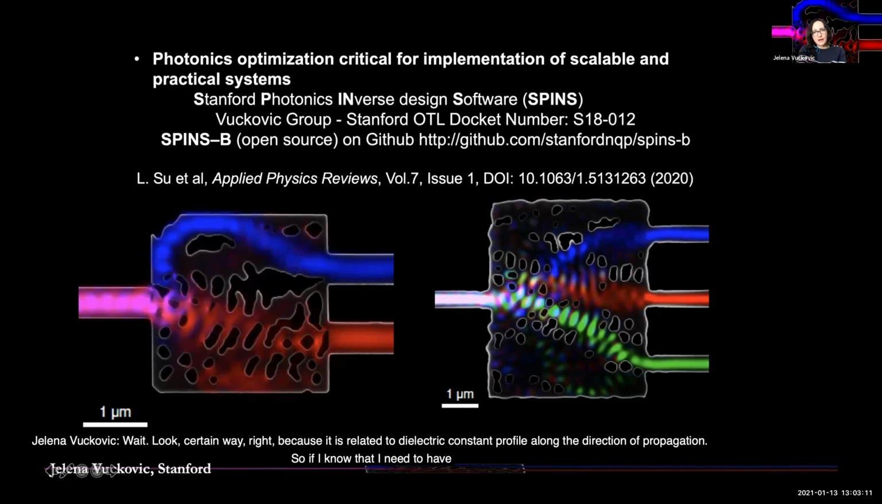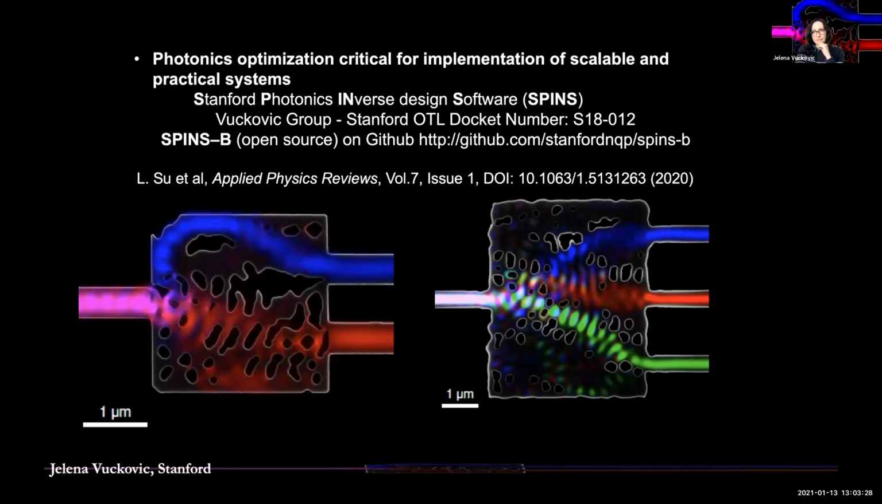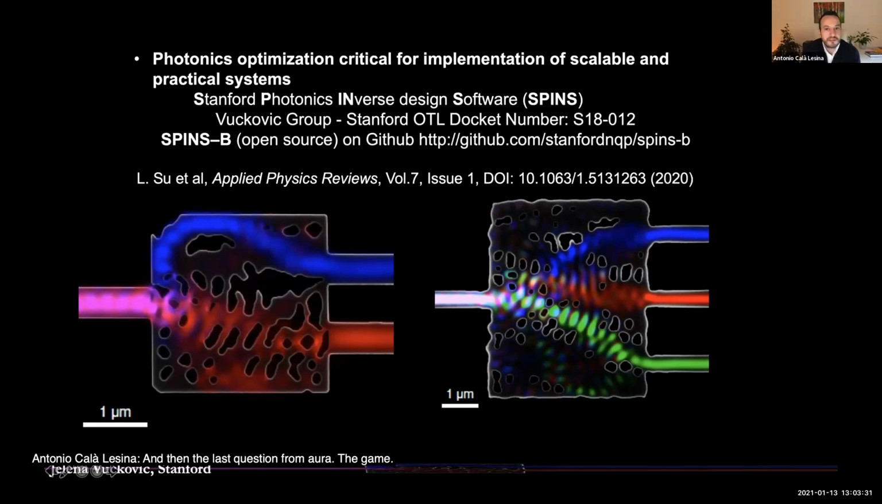Because it is related to the electric constant profile along the direction of propagation. So if I know that I need to have a specific harmonic in that electric constant, I can start from that and use that as an initial condition, which would allow me to converge to the solution better. And then the last question from Orad again.